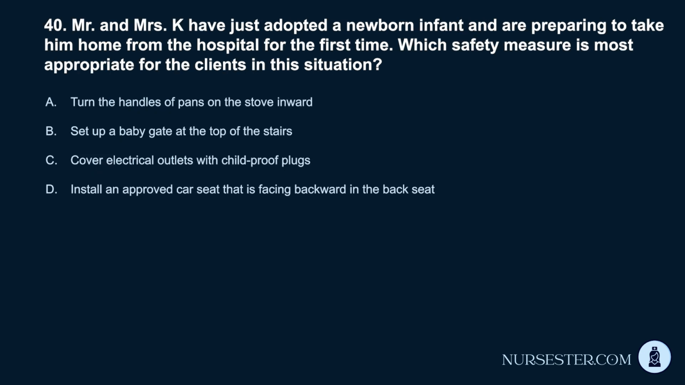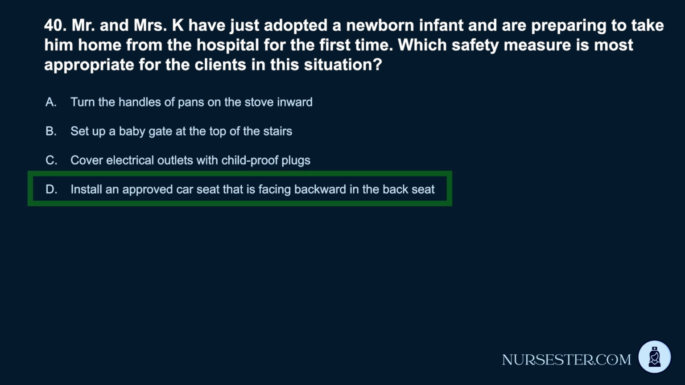40. Mr. and Mrs. K have just adopted a newborn infant and are preparing to take him home from the hospital for the first time. Which safety measure is most appropriate for the clients in this situation? A. Turn the handles of pans on the stove inward. B. Set up a baby gate at the top of the stairs. C. Cover electrical outlets with child-proof plugs. D. Install an approved car seat that is facing backward in the back seat.